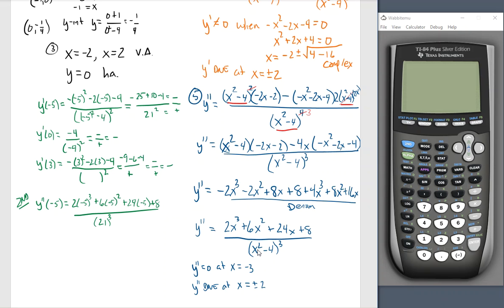Negative 5 squared is 25, 25 minus 4 is 21 cubed. That's going to be positive. Negative 75 times 2 is a negative 150. 25 times 6 is 150. 24 times a negative 5 is a negative 120 plus 8, negative over a positive. Concave down on the interval from negative infinity to negative 3.